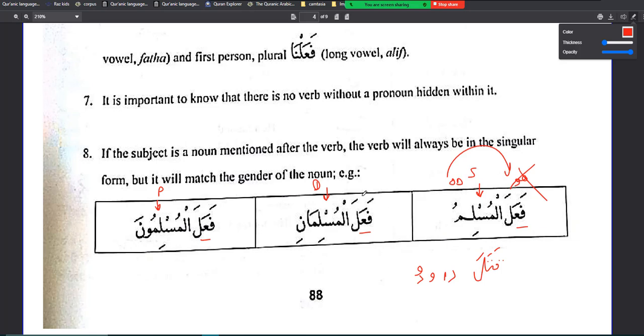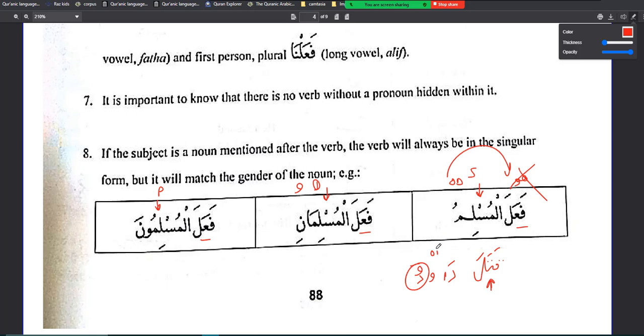Okay, same with here. Fa'ala, if you just say it, becomes he did. But if there's a doer which is in the marfu form, it should be in the dhamma form. That's the condition. Like Dawudu, right? So instead of qatal, if you just say qatala, what is the meaning of qatala? He killed. But if there is an outside doer and it is in the marfu form, there is a dhamma on it, then this becomes the outside doer.